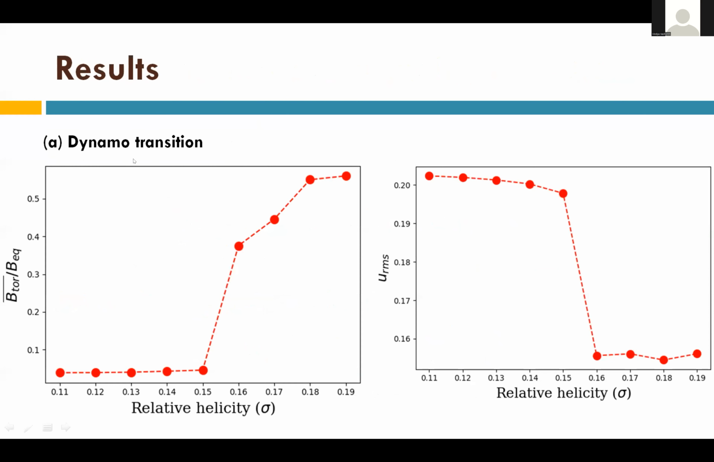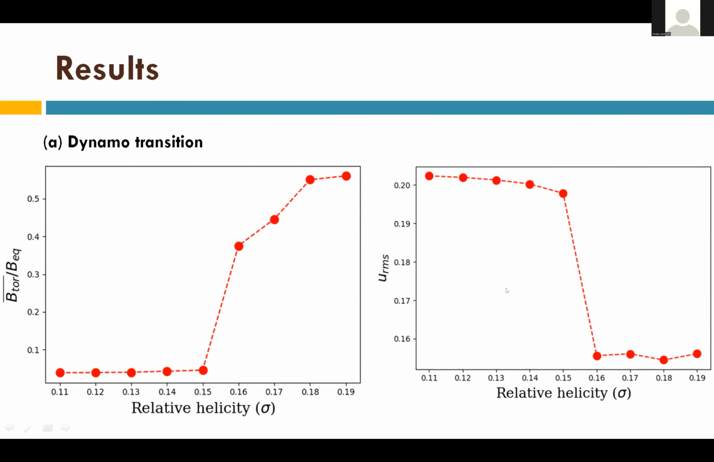As you can see, as I've shown previously, the dynamo transition, we also see the dynamo transition in this case where the small-scale dynamo is present with the large-scale dynamo. And this figure shows the relation between relative helicity and the toroidal magnetic field normalized with the equipartition. As you can see, there's clearly a critical point. Now, this U_rms, as I've shown here, is the RMS value of the velocity at statistically stationary state. It is obvious to see that when in the subcritical region, this velocity is high.